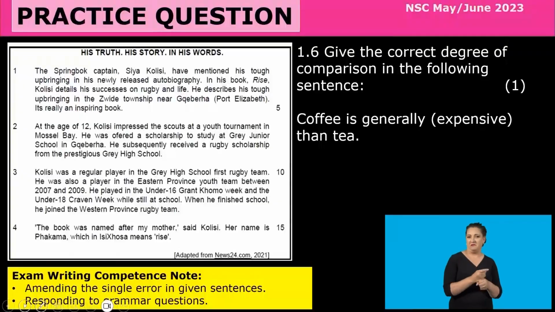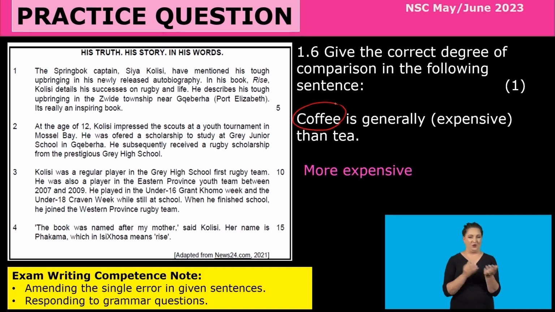So coffee is generally more expensive than tea. So let's see what our response identifies: more expensive, all right? Now, can you see that we only have two things that we're comparing, not three, and therefore we have more, the comparative for the degrees, all right, that we had to identify. Okay, so in your response, you're going to have to use more expensive and not most expensive.